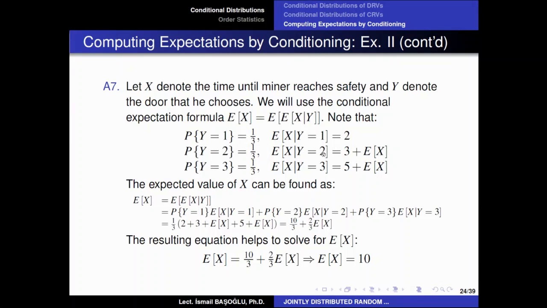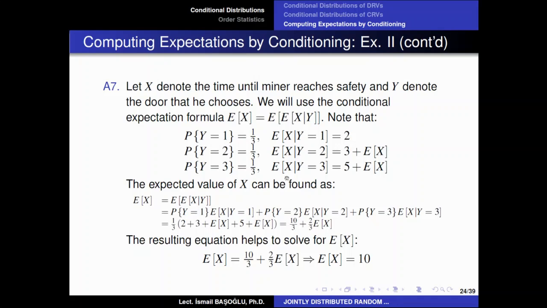After 3 hours of time, he's going to waste 3 hours traveling the mine, okay? And then he's going to come back to the starting point, and because he does not remember which door he selected, the expected remaining time is going to be the same as the expected time that we are looking for.